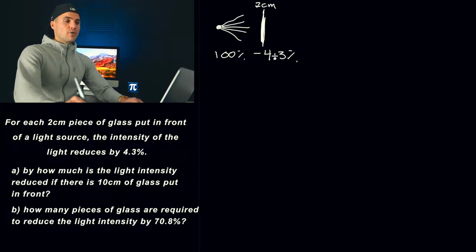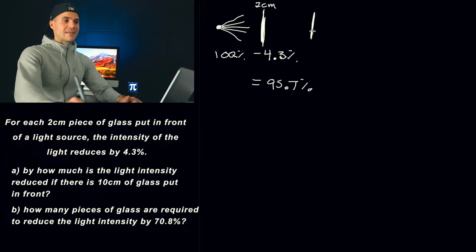Okay, so 4.3% though, not in a linear way, but 4.3% of what the light intensity is before it. So what's 4.3% of 100%? Well, it's just 4.3, right? Because 100 is just a nice number. So 4.3% of 100% is just 4.3%. So what we're going to end up with now is a light source that has an intensity of 95.7% after we put one piece of glass on it.